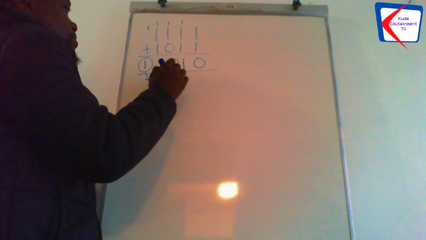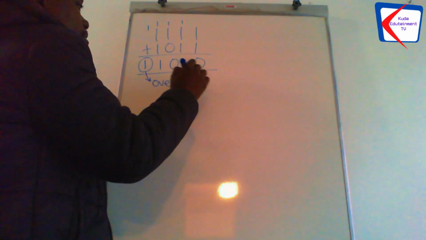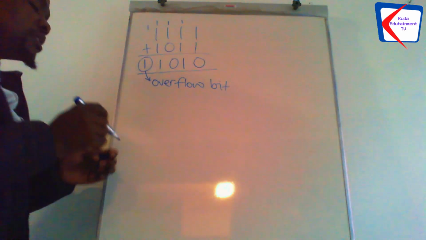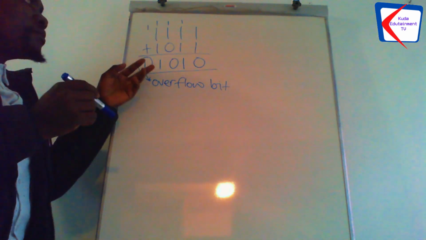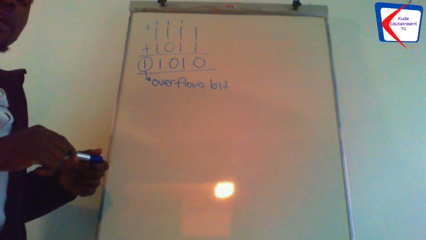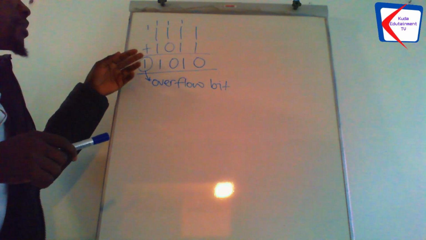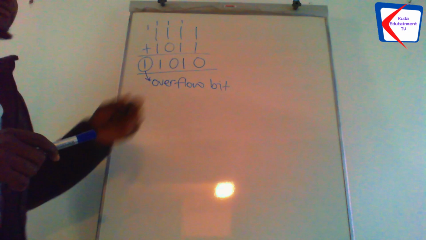So this becomes an overflow bit. In some instances, you can simply throw away the overflow bit and remain with these two, but I would encourage you not to throw away this overflow bit. Rather, you simply circle it and then label it overflow bit.